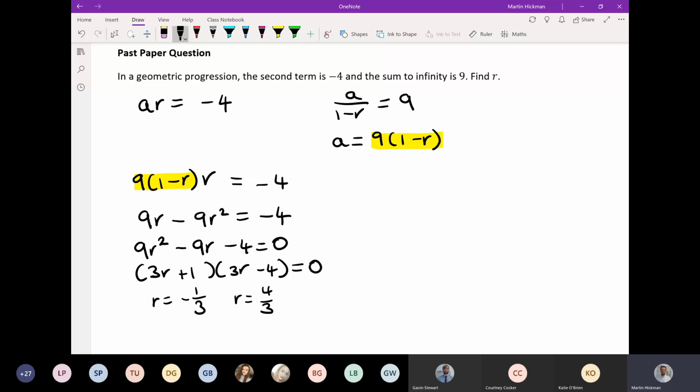So we're asked to find R here. Are both of these solutions here? Or have I only got one solution? Or have I got two solutions? Have I got no solutions? Okay, just put your thoughts in the chat below.